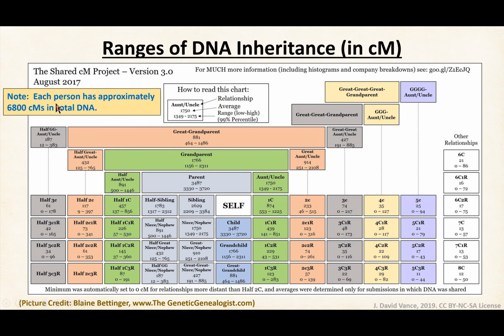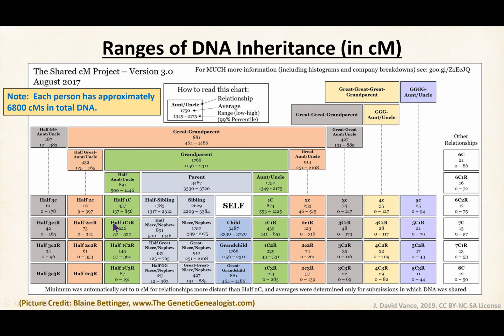If you start with the fact that each person has approximately 6,800 centimorgans in their total DNA, you get the fact that what you share with a parent is on average around 3487. It should be 3400 if it was exactly 50%. Turns out it's a little bit more than that on average, but it can be within a range of 3330 to 3720. So you can inherit just under 50% to well over 50% with your parent. That kind of percentage change ends up propagating all the way through.